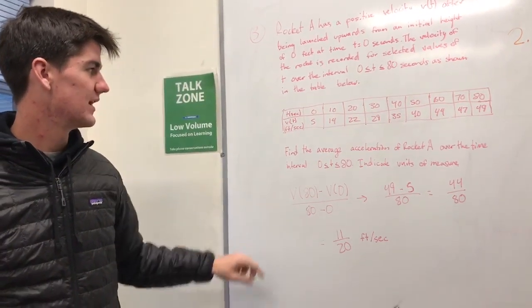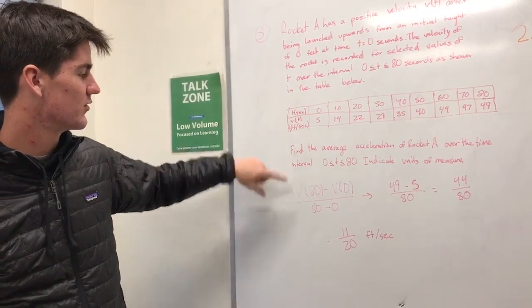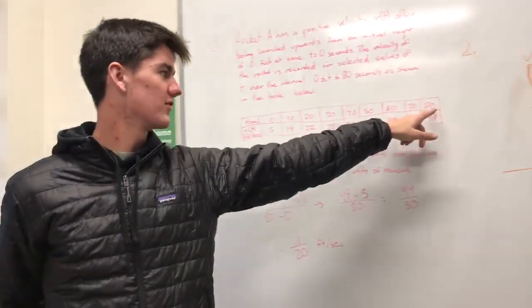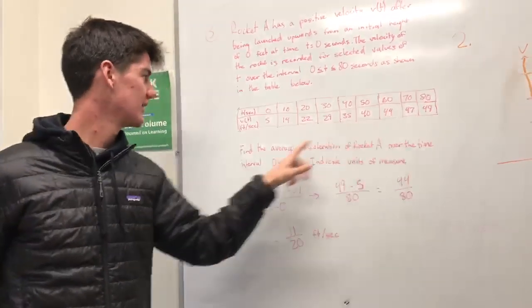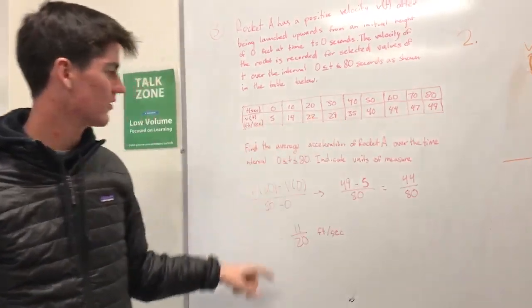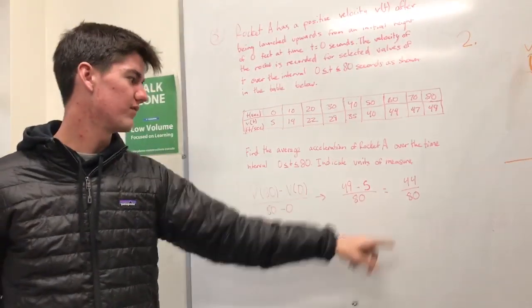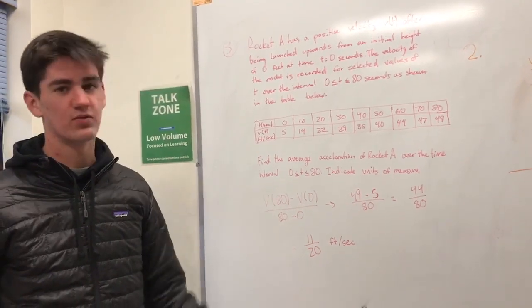So what you do is you find the change in velocity, so it would be 49 minus 5 divided by the interval 80 minus 0, and so you get 44 over 80, which simplifies down to 11 over 20 feet per second.